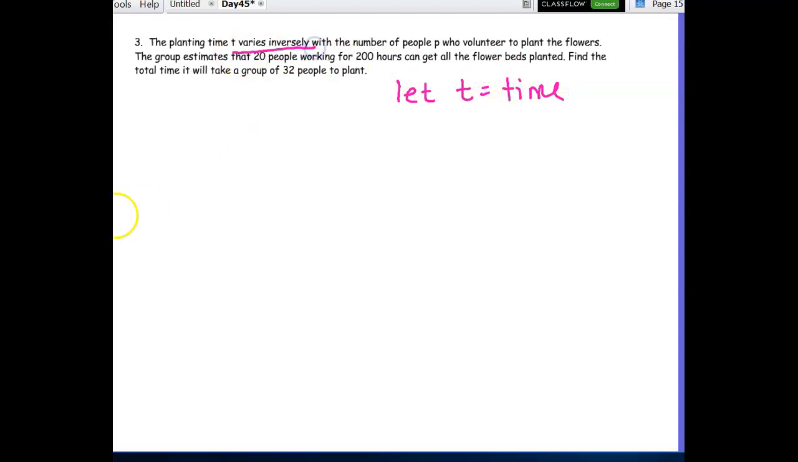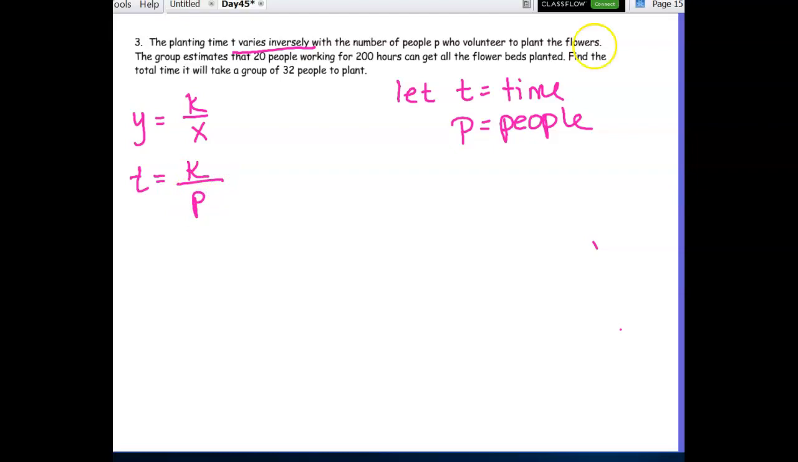Varies inversely. Varying inversely: y is equal to k divided by x. Our output is equal to the constant divided by x, and it varies inversely with the number of people. So P is equal to the people. Let's take our inverse variation equation and use T and P instead.